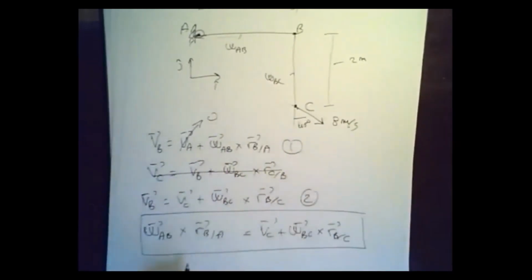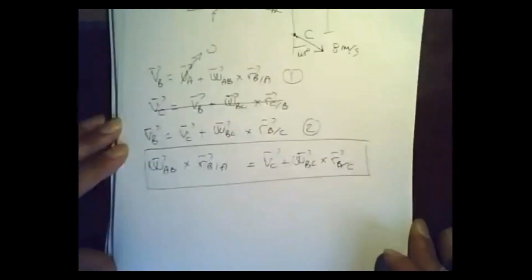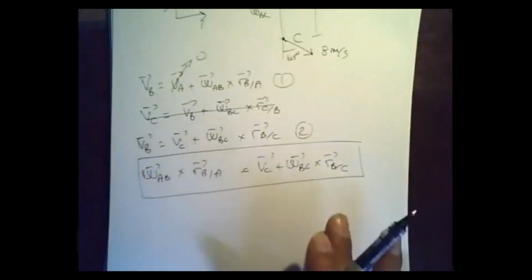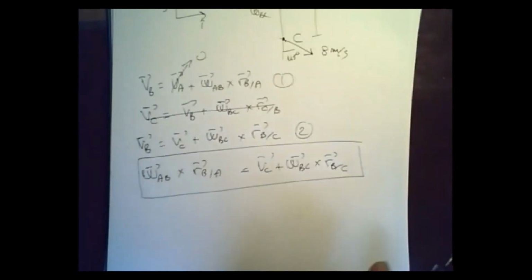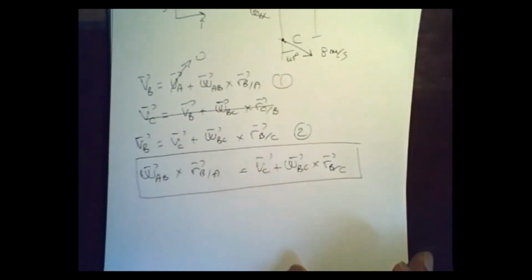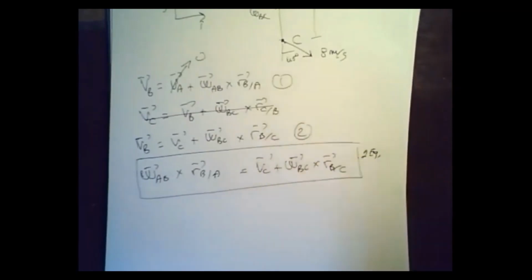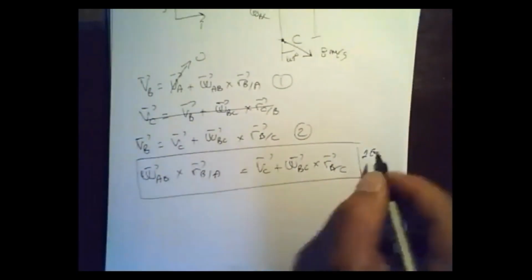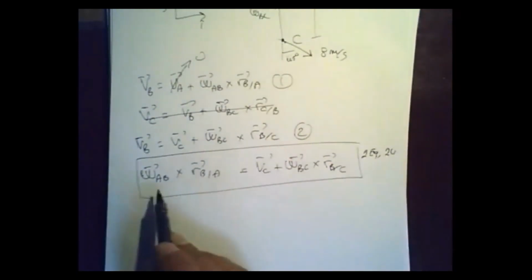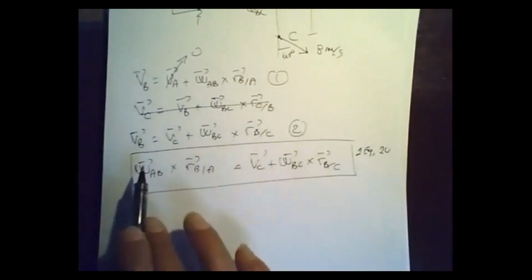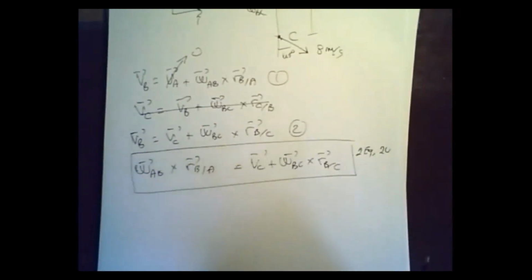How many equations do I have here in this rectangular frame? Two equations. How many unknowns? Also two, which are omega AB and omega BC, exactly. So this is very important: we have 2 equations and 2 unknowns, so we can actually solve the angular velocities of the two bars.